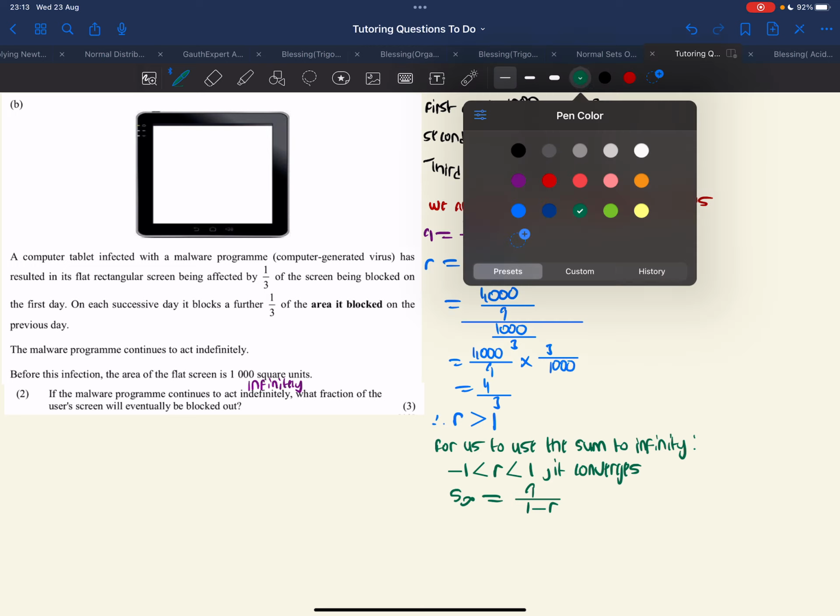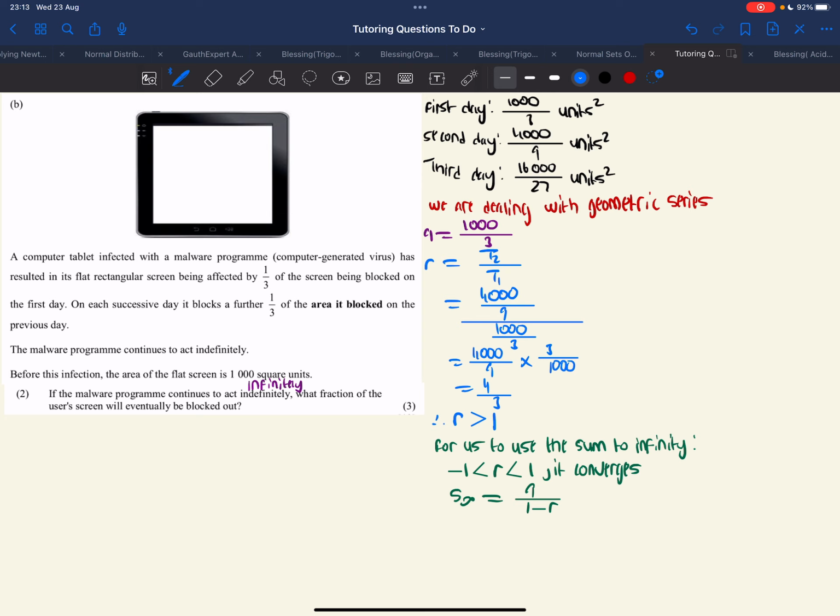But in this case, we don't have that. Our r is bigger than 1. So if our r is not between -1 and 1, it means that our infinite geometric series will diverge, right? Because it's no longer converging.